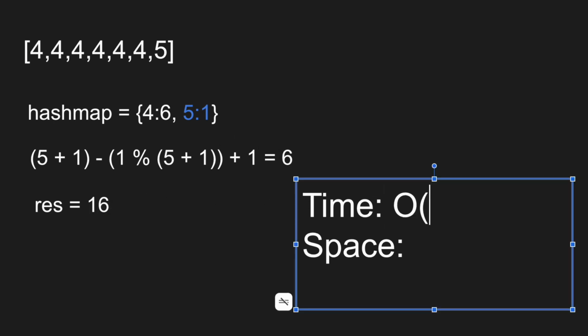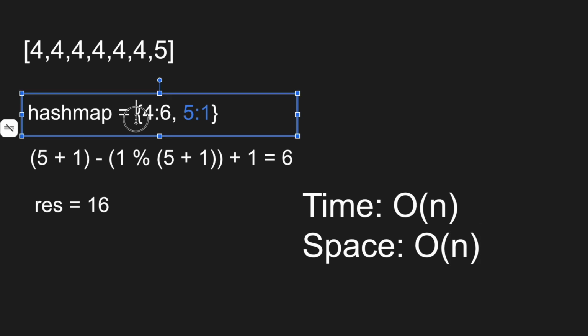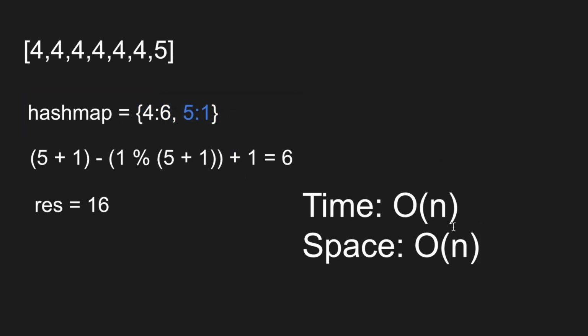And the time complexity will be O of n because it will take linear time to loop through the hash map, and the space complexity will also be O of n because the hash map will take up to n space. And n stands for the number of responses by the rabbits. So now let's get to the coding part.